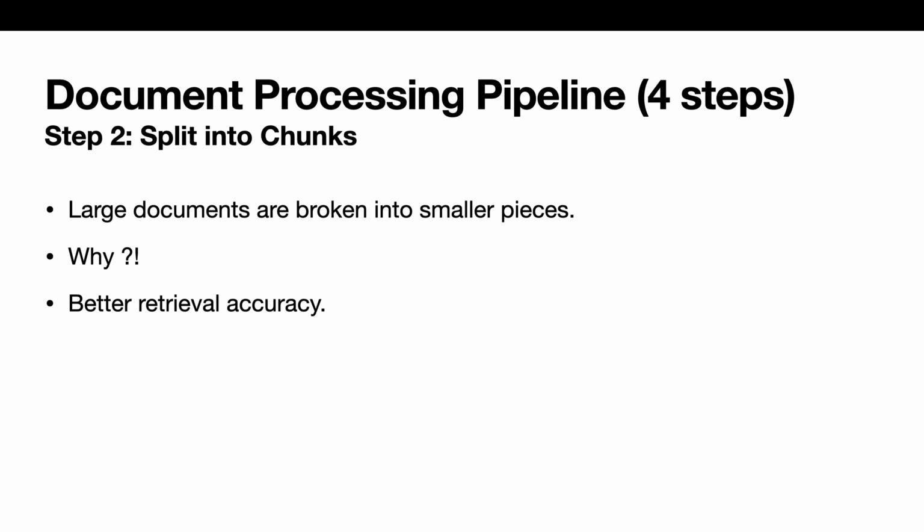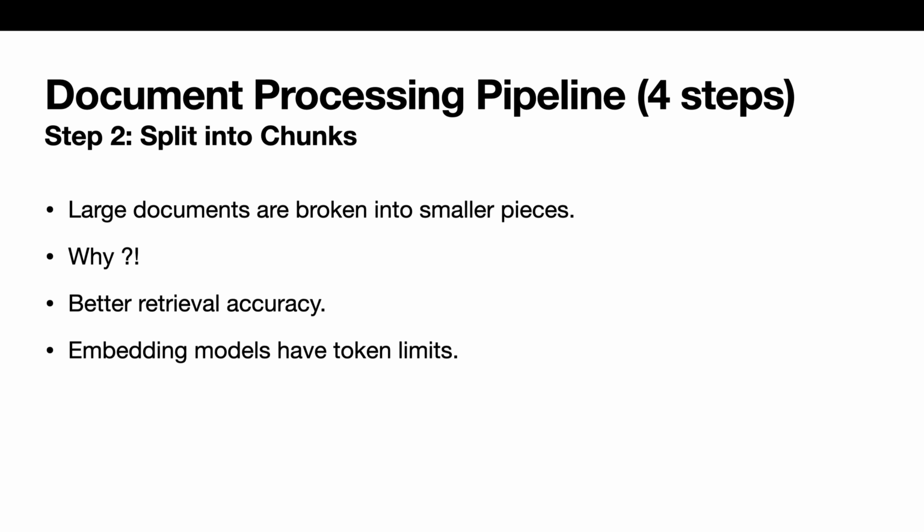The second reason, the embedding models have token limits. So every embedding model has a maximum context length. For example, if the model limit is 8,000 tokens and your PDF has 50,000 tokens, you simply cannot embed the entire document in one request. So it must be divided into smaller chunks.